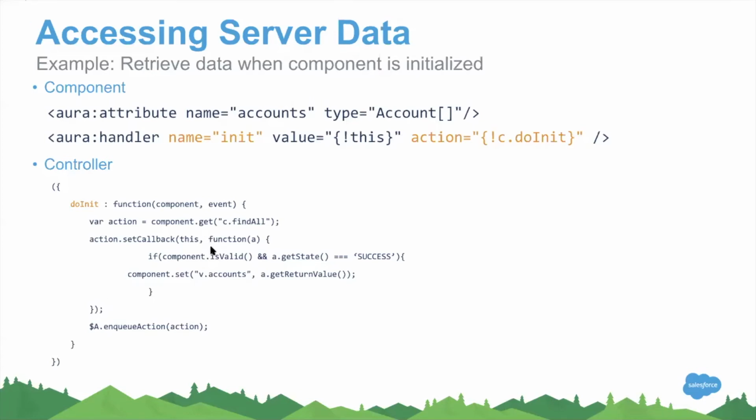And we have a few properties like component.isValid. If you see here on the function, we have a variable called a. It can be anything else. Through getState, you can see what's the state of the request. It can be successful, it can be failure, it can be aborted. If the request was successful, you will get SUCCESS. And in order to get the actual data returned from the server, you can get it through a.getReturnValue, and you can assign it back to accounts, which I'll show you in the demo.